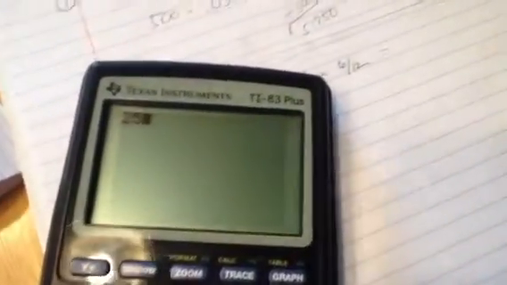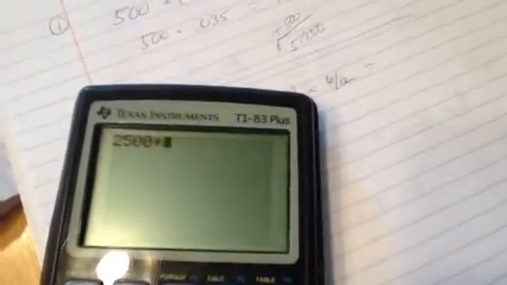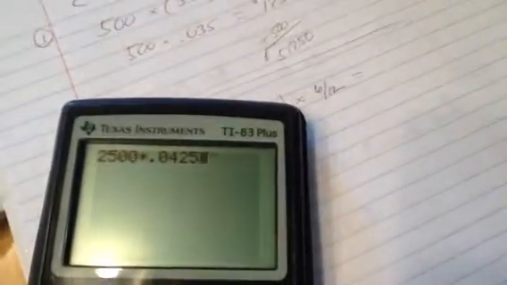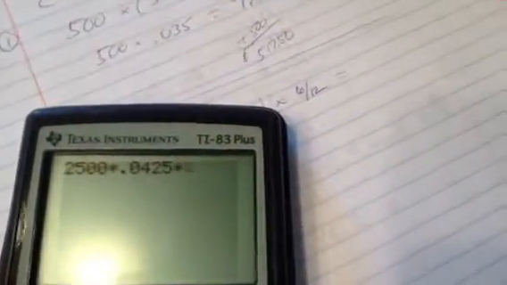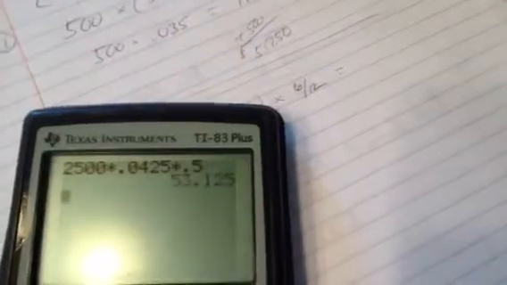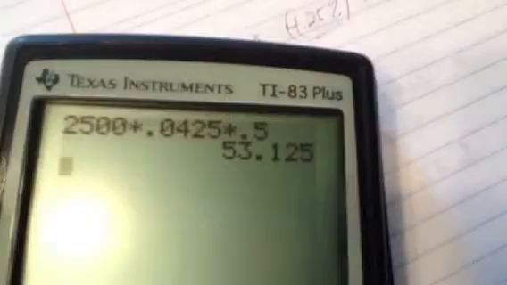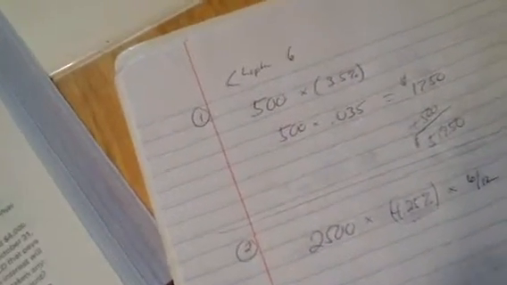So when I multiply all this out, just on the calculator here, I say 2,500 times 0.0425 times, and I can do either 6/12 or times a half or whatever. And I get $53.13, 53.125. So the interest earned here is $53.13.